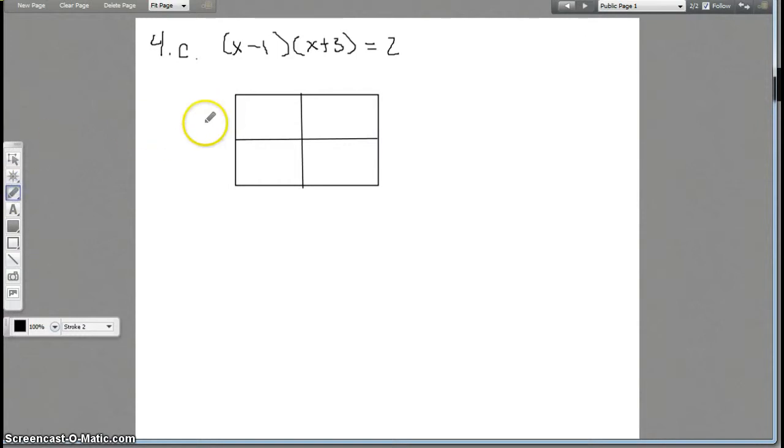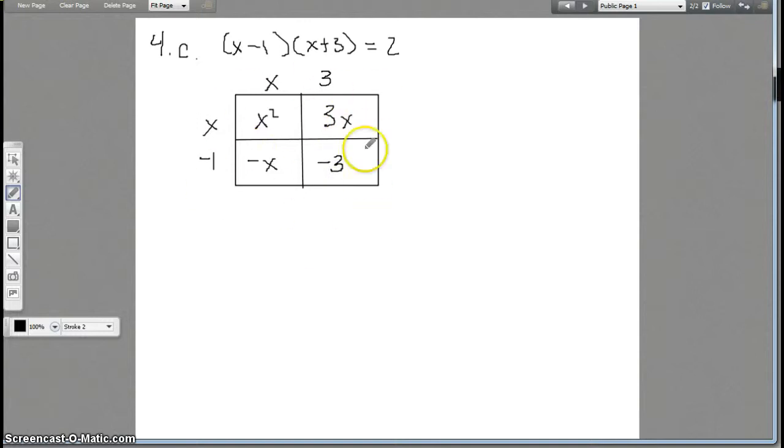And then I'm going to write in x minus 1 on the left and x plus 3 on the right. Remember, you don't have to put a plus here. If there's no sign in front of the number or the variable, it's assumed to be positive. X times x is x squared. X times 3 is 3x. Negative 1 times x is negative x. And negative 1 times 3 is negative 3.